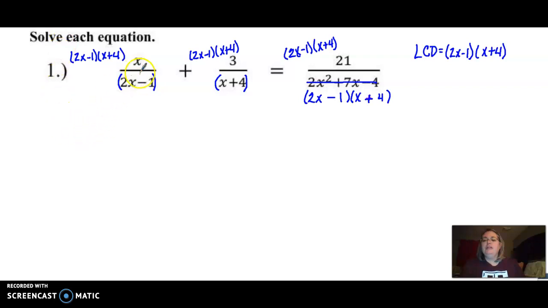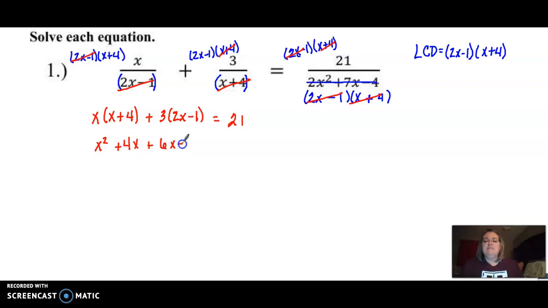And then we do our reducing like we did before. 2x minus 1 reduces with 2x minus 1, leaving me with an x times an x plus 4. Here, my x plus 4's cancel, leaving me with a 3 times a 2x minus 1. And here, my 2x minus 1's cancel, my x plus 4's cancel, leaving me with just a 21. So, do our distributing. x squared plus 4x plus 6x minus 3 is equal to 21.